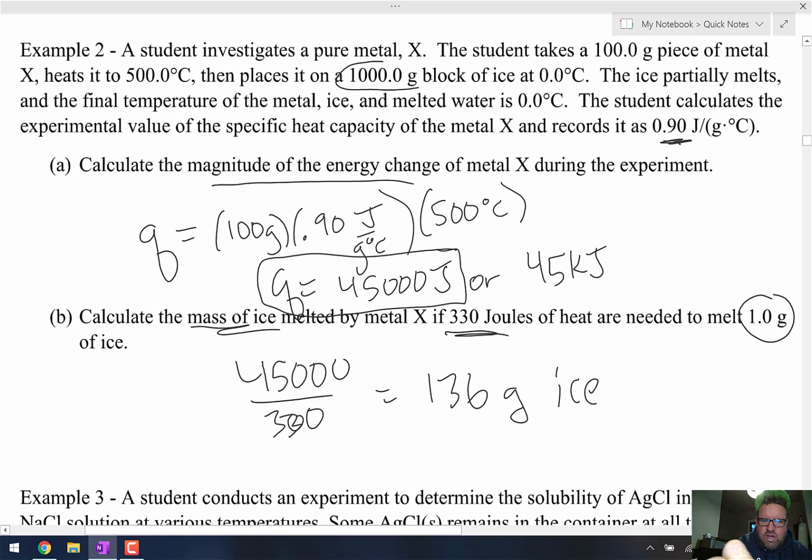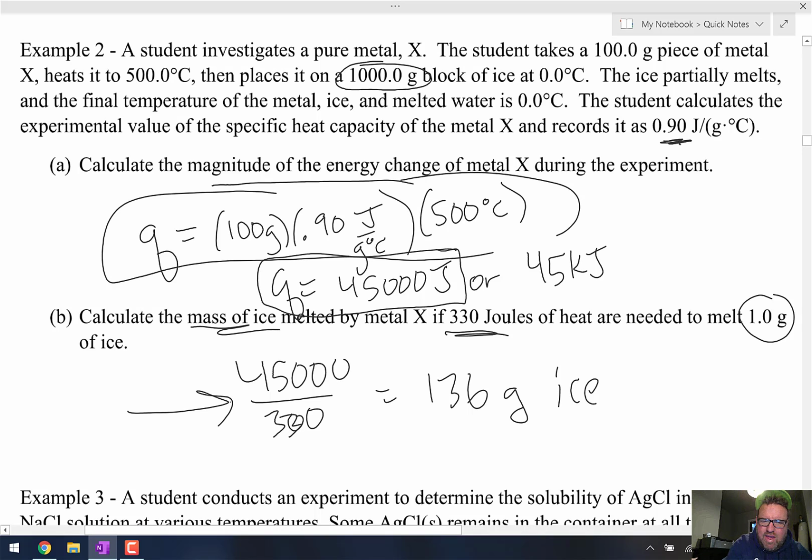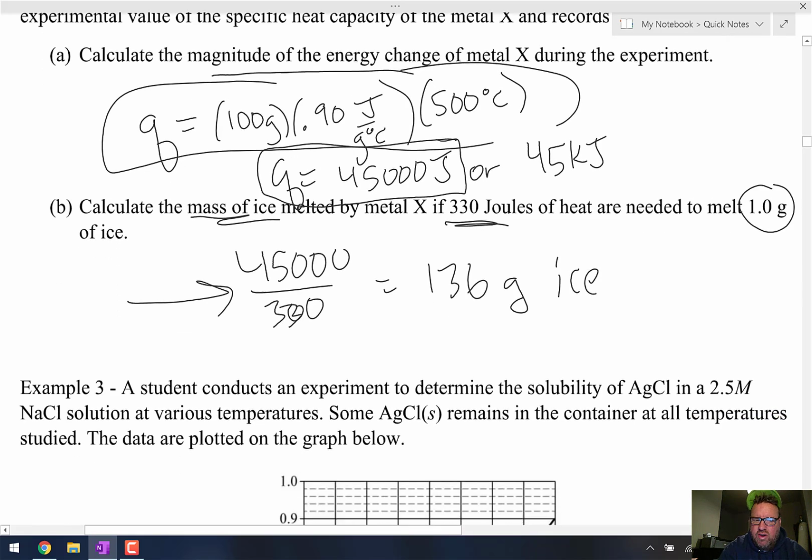And let's check and make sure, does that make sense? Well, we had 1,000 grams. So could we have melted 136 of those grams? Sure. What if we only had 100 grams of ice in it and we came up with 136? Probably not going to happen. But again, these are the types of questions where it's really just Q equals mc delta T and then applying that answer to something else. But these are the types of questions that start to get a little bit trickier.